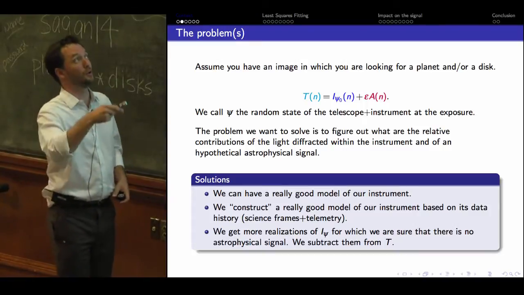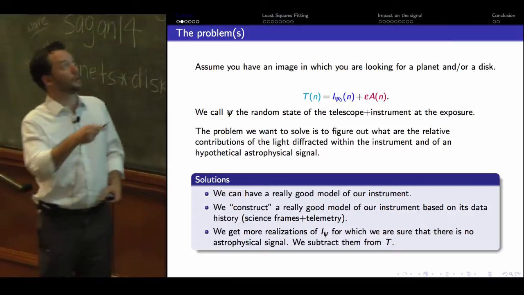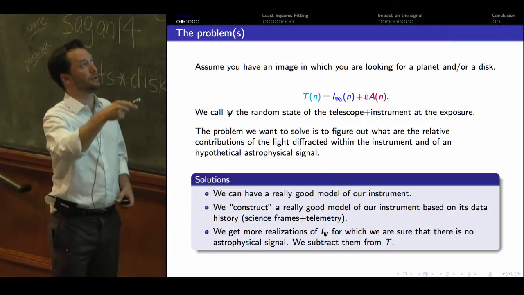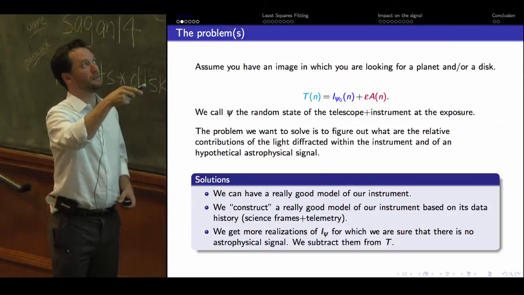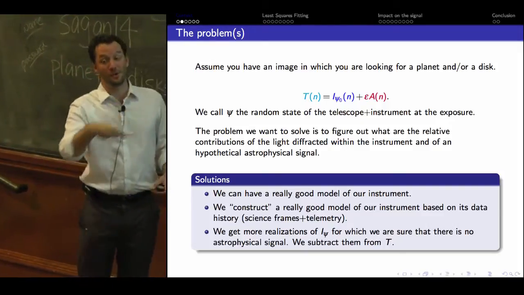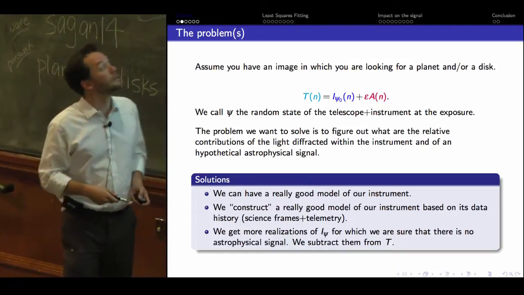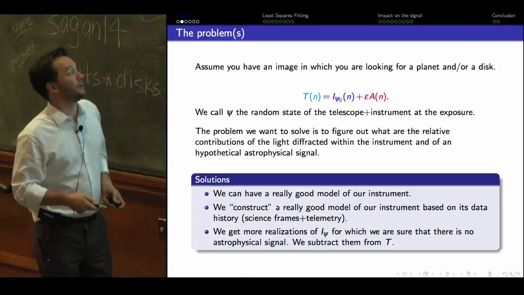And of course, you don't know which one is which. You just have this information here. So the goal is to remove this, make this equal to 0, and make this appear. And the epsilon here is 0 or 1, of course, because you don't know. If you have epsilon equals 0, there's no astrophysical signal. If it's 1, you have a planet or a disk. But a priori, you have no idea what's going on. So how could you go about it?